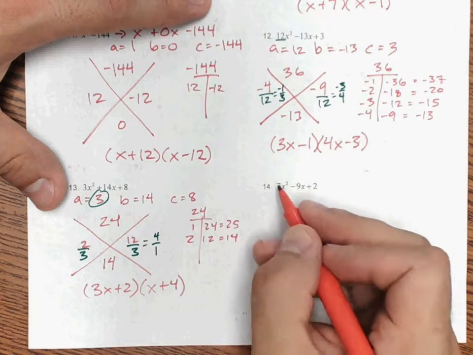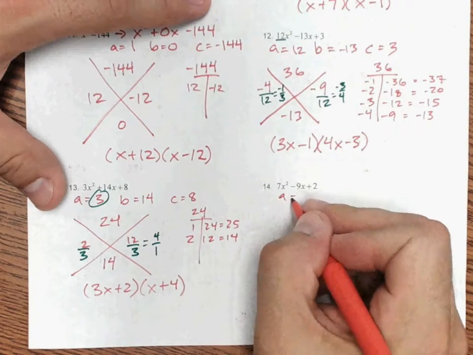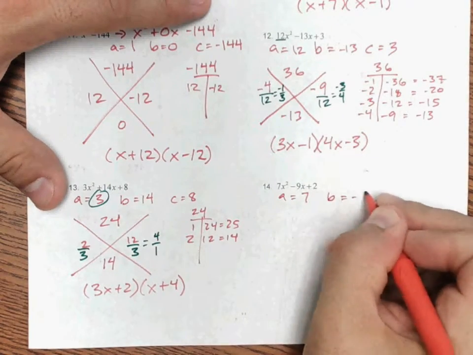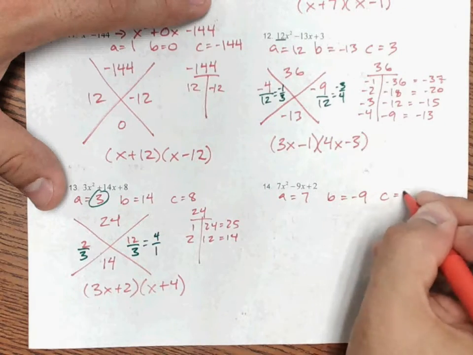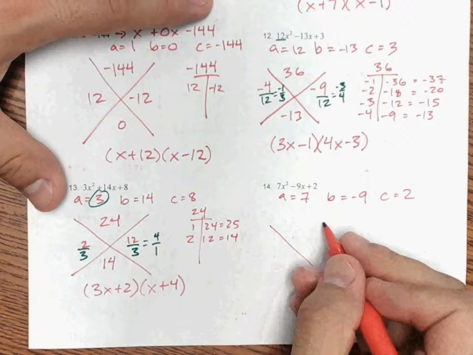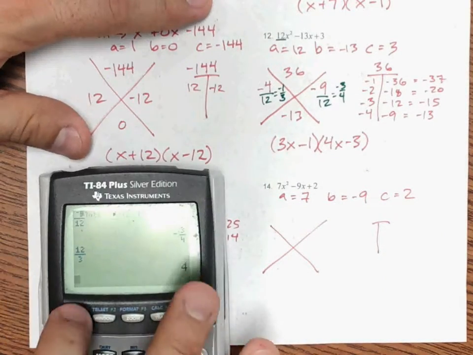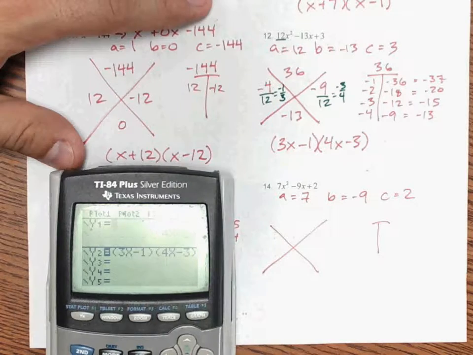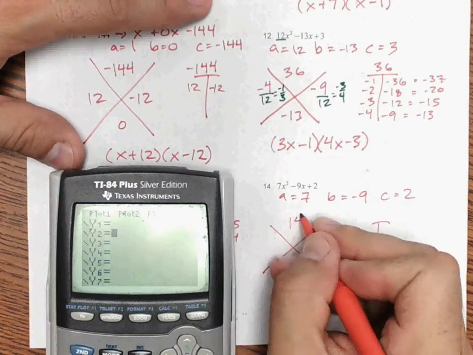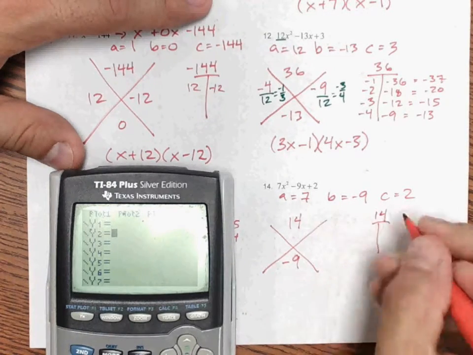Last one, we have 7x squared minus 9x plus 2. No common factors. 7 and 2 are both prime numbers, so we wouldn't have had one. So A equals 7, B equals negative 9, C equals 2. So let's go ahead and make our large X and make our t-chart. And we're going to use the bonus method here where we have y1 and y2 being used. So 7 times 2 is 14. Negative 9 goes at the bottom. Look for factors of 14 that add up to negative 9.